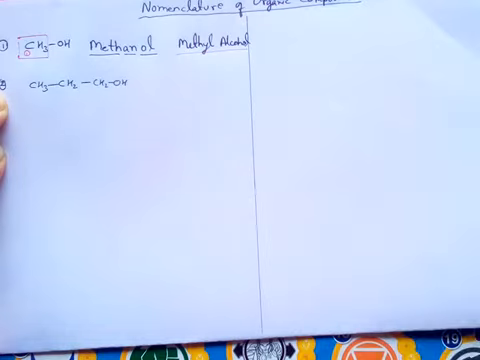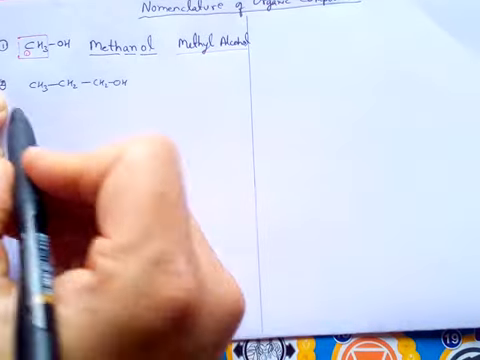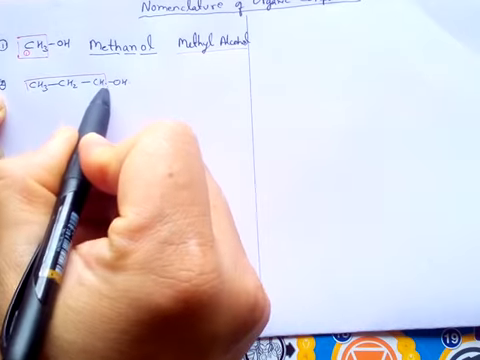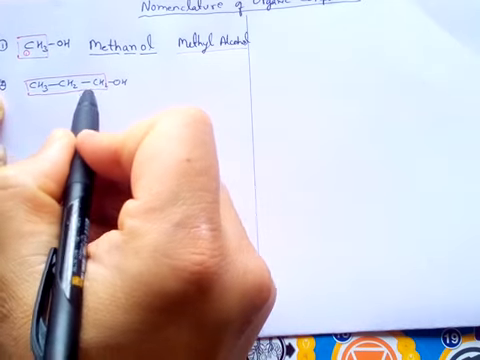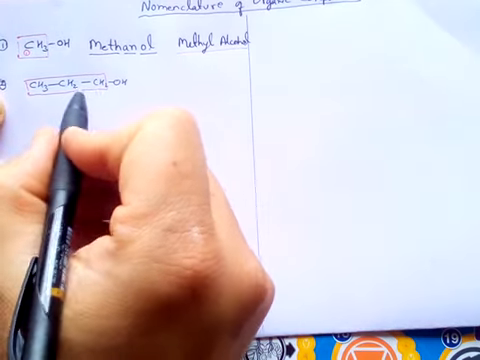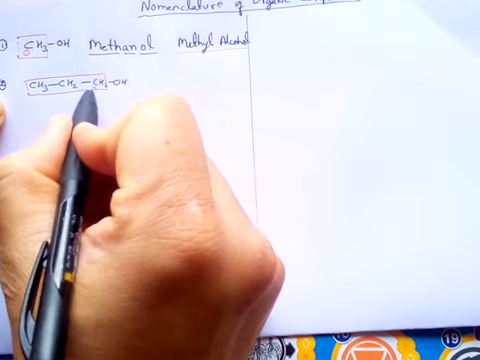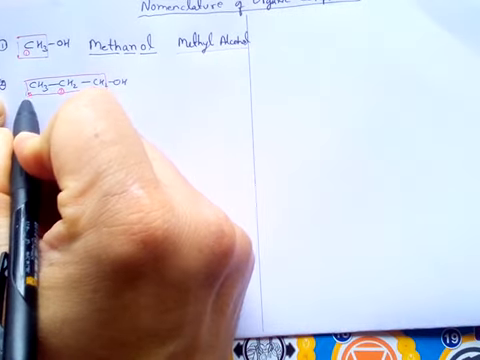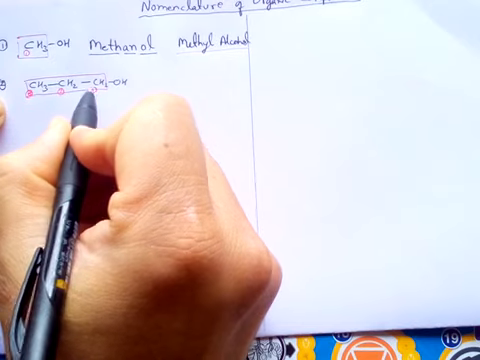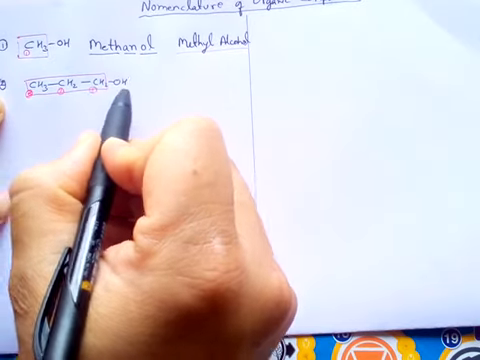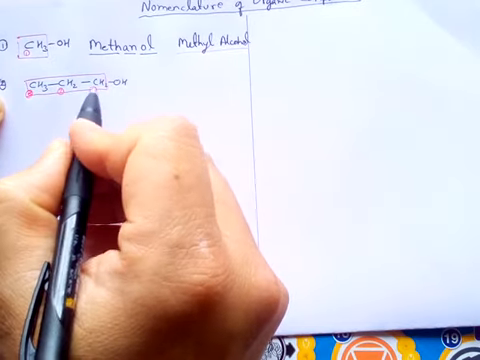Now coming to the next example, this one. First we'll do the IUPAC nomenclature. So you have to see how many carbons are there. These 3 carbons, you have to number them 1, 2, 3. Obviously you have to number from one end, okay, and you have to start from this side because the functional group is attached to this carbon, right?